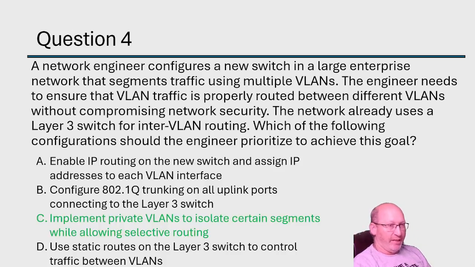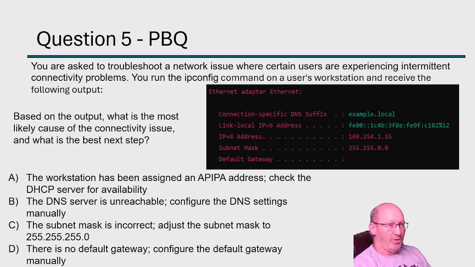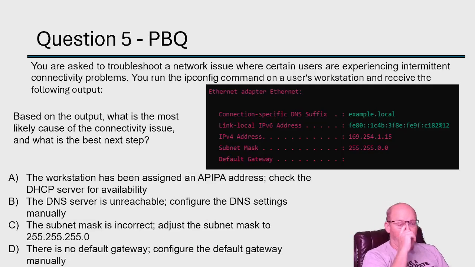Last question for the night. Hardest question, I think, for some people. You were asked to troubleshoot a network issue where certain users are experiencing intermittent connectivity problems. You run the ipconfig command on a user's workstation and receive the following output. Based on the output, what is the most likely cause of the connectivity issue, and what is your next step? What do you think? I'll give you a second to answer this one. Pay attention. What is the log telling us? What's going on here?